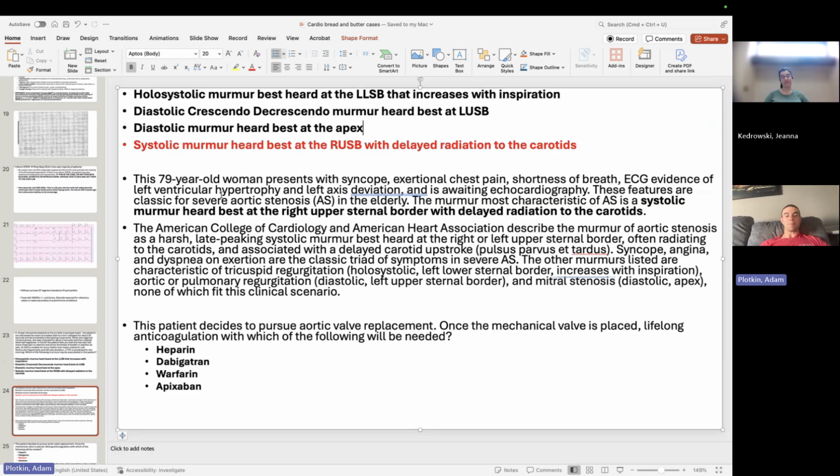Very few. All right, so our same patient, she decides to pursue aortic valve replacement. Once the mechanical valve is placed, lifelong anticoagulation with which of the following will be needed?